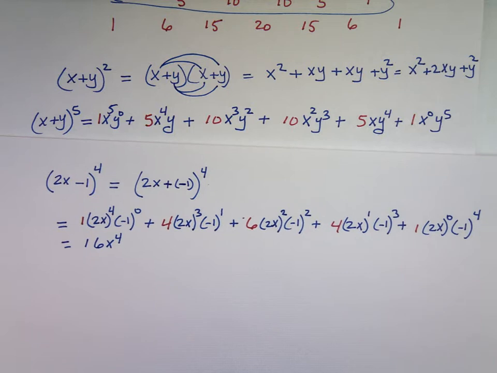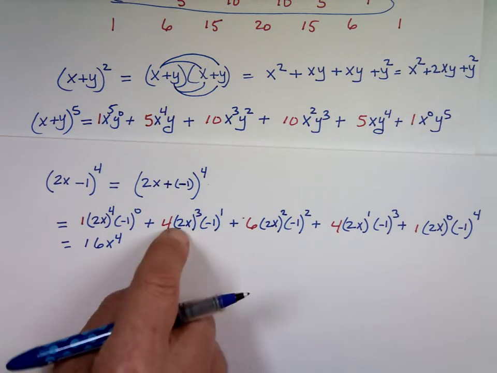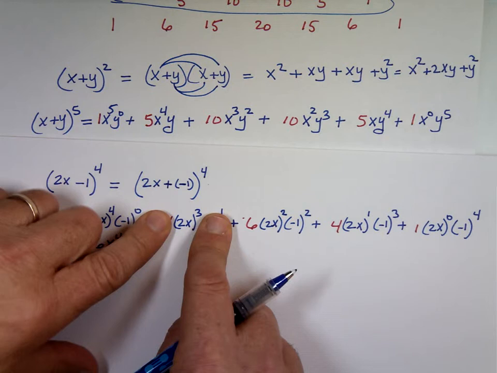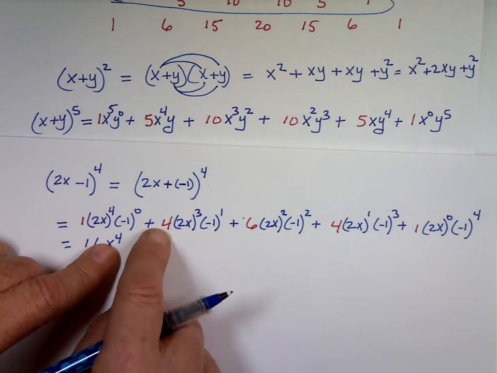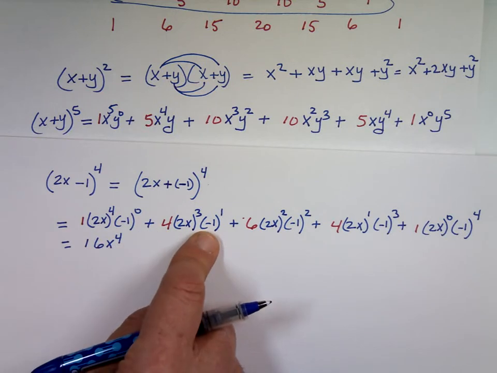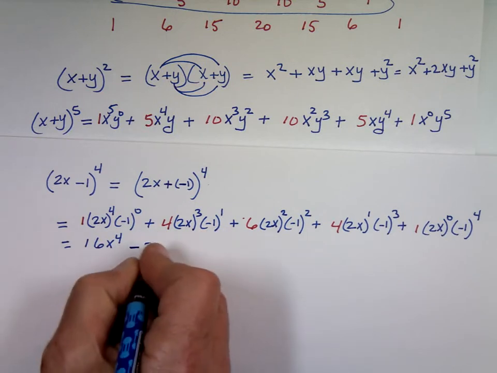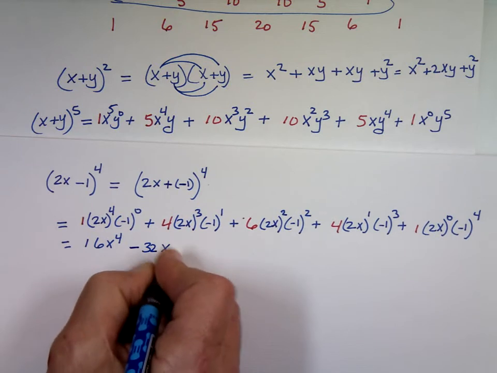Let's look at this one. This piece inside is what? Just that piece. 8x cubed, right? So what's 8 times 4 times a minus 1? Negative 32x to the 3rd.